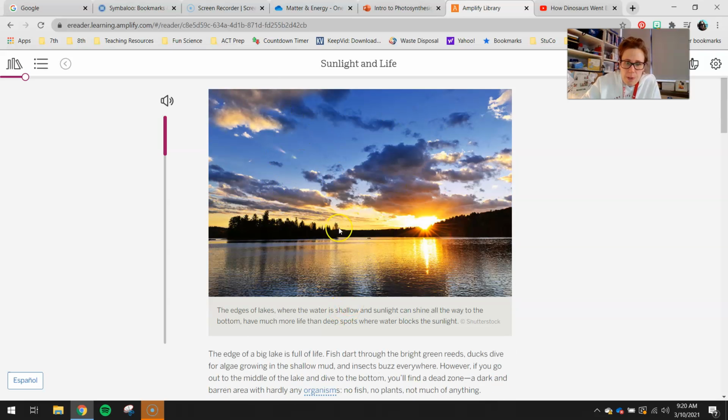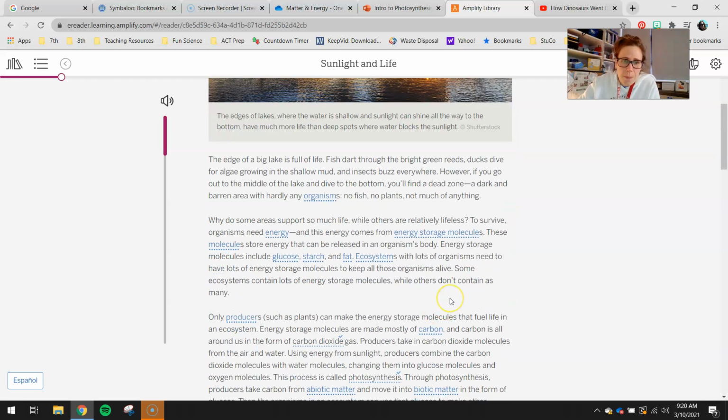So the introduction, we got a picture of a lake here. So the edges of lakes where the water is shallow and sunlight can shine all the way to the bottom have much more life than the deep spots where water blocks the sunlight. The edge of a big lake is full of life. Fish dart through the bright green reeds, ducks dive for algae growing in the shallow mud, and insects buzz everywhere. However, if you go out to the middle of the lake and dive to the bottom, you'll find a dead zone, a dark and barren area with hardly any organisms. No fish, no plants, not much of anything. Why do some areas support so much life while others are relatively lifeless?